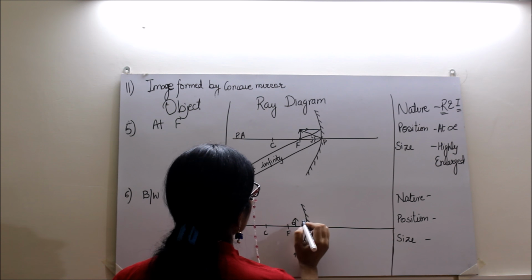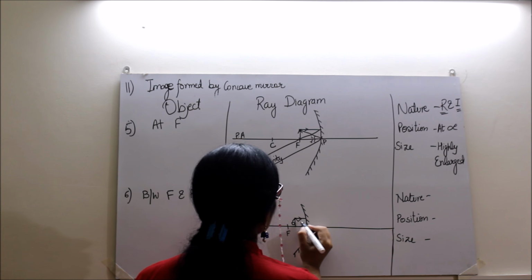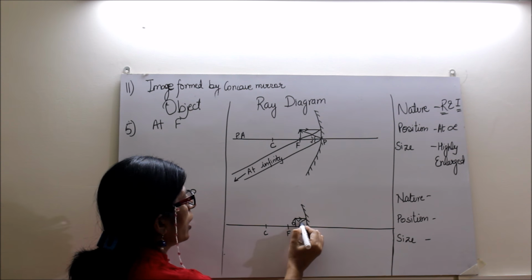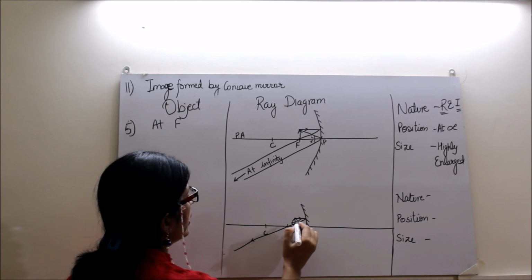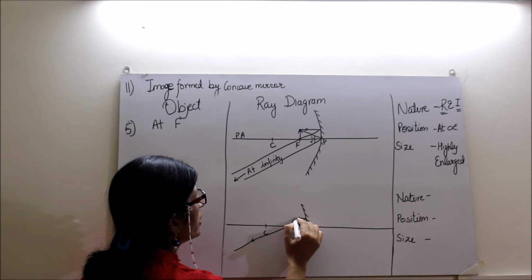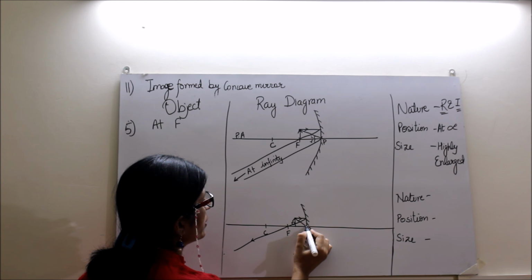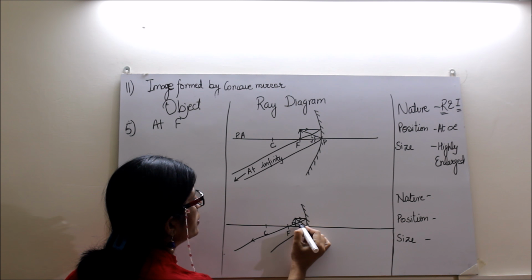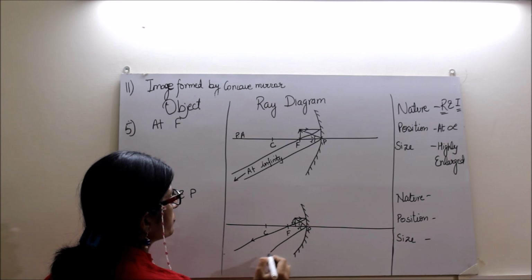This is your object, and apply any two rules. A ray of light which is parallel to the principal axis after reflection will pass through focus, and another rule can be a ray of light which is obliquely incident at the pole of the mirror. In this way, angle I is equal to angle R.